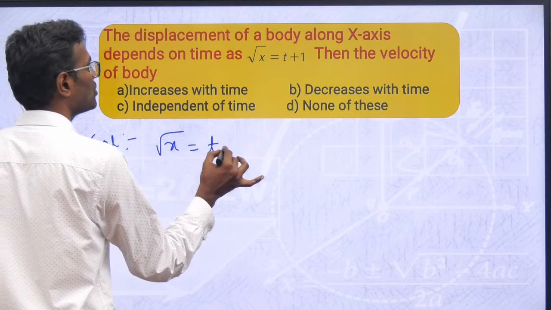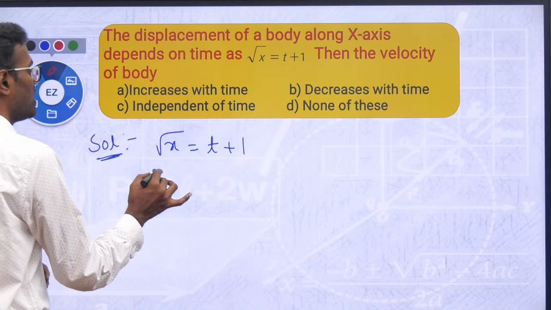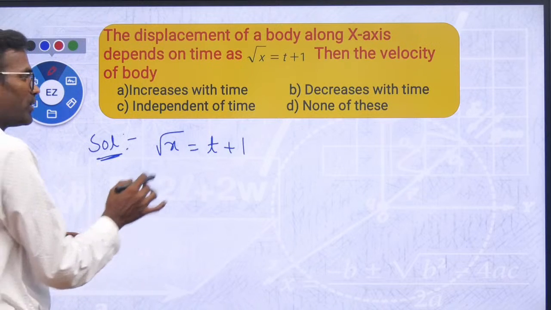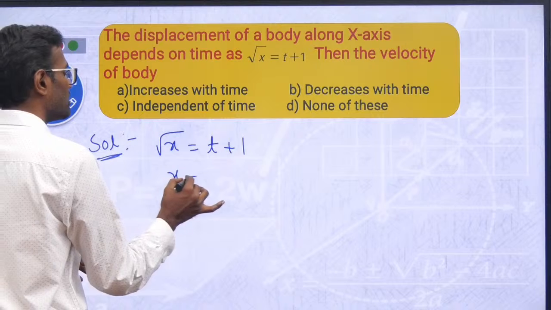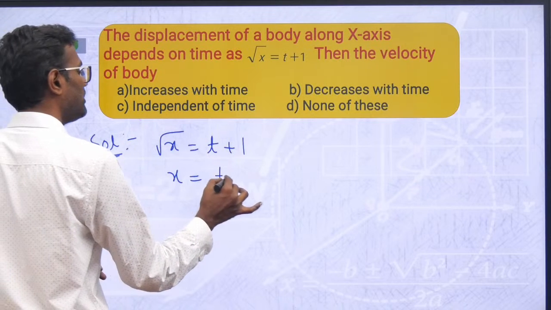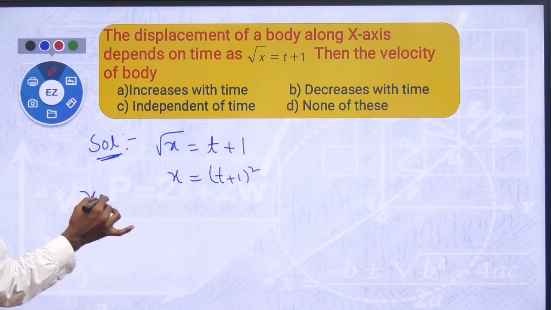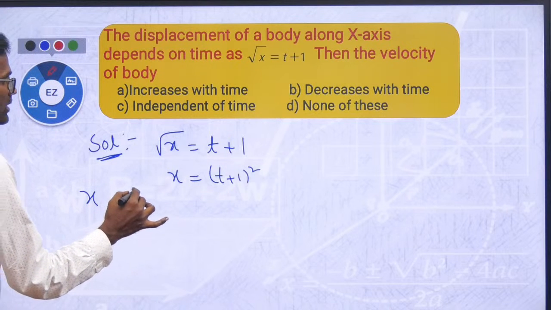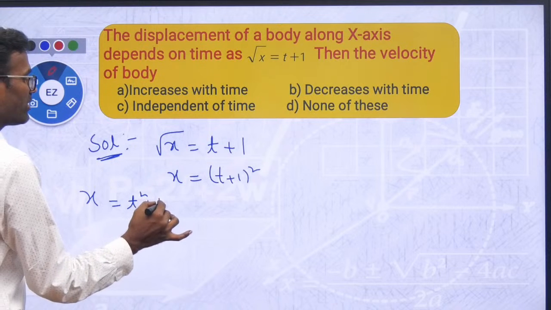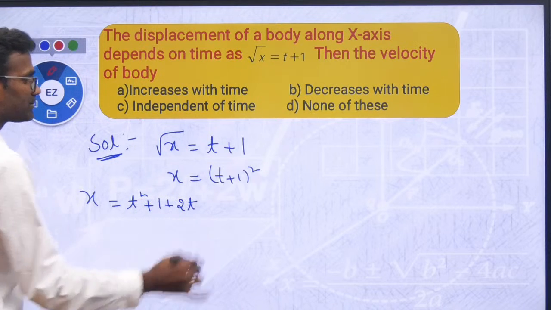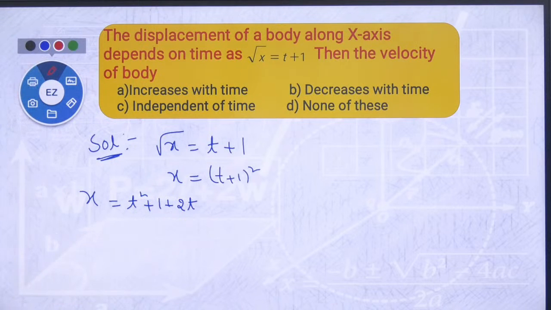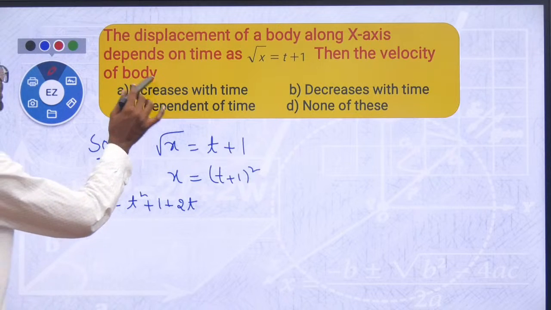Root x is equal to t plus 1. Then square on both sides to eliminate the root. So x is equal to t plus 1 whole square. Expand this: x is equal to t square plus 1 plus 2t. So now he is asking the velocity.